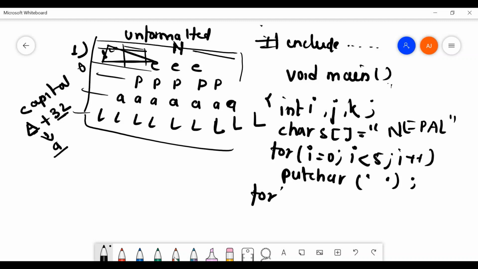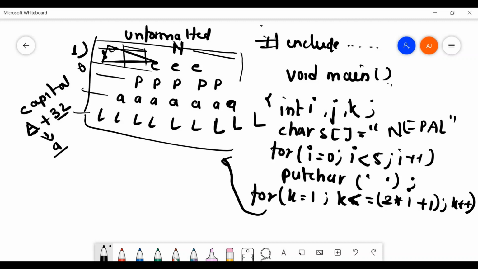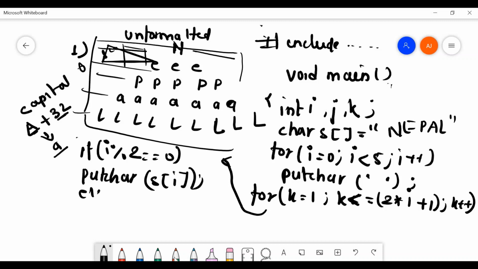Next is for k equals 1, k less than or equal to 2 into i plus 1, k plus plus. So you have to get the relation, at which place we have to put the value of N and E. Fine. So after this I'll write my code here. It is, if i mod 2 equals equals 0, putchar s[i], else putchar s[i] plus 32. Okay, bracket close, bracket close.